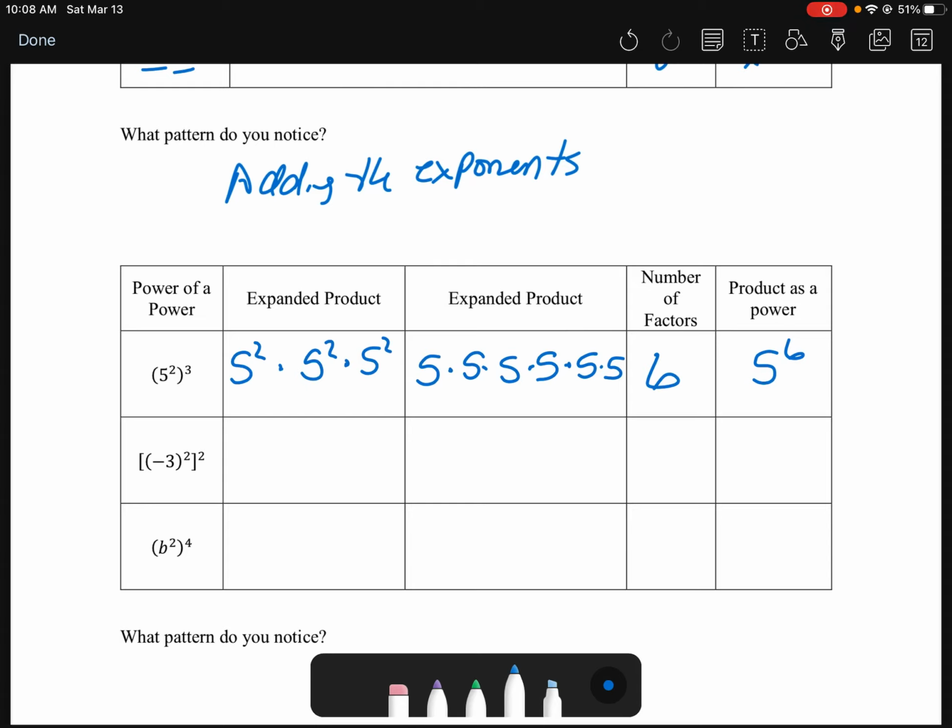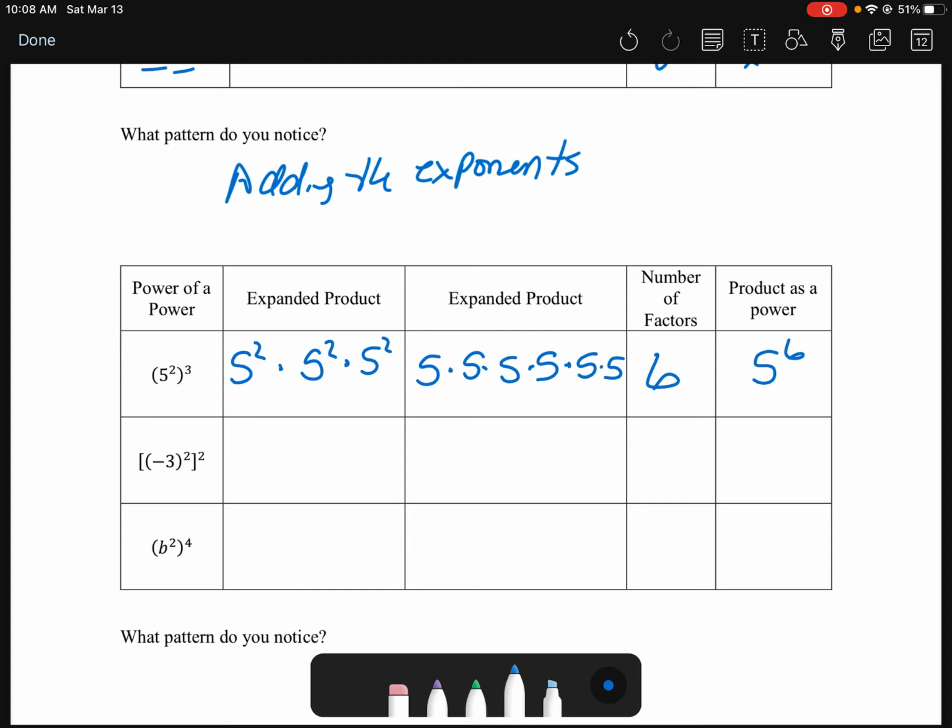Just like I did in that example, go ahead and fill out the next 2 rows, please. Have fun writing b and -3 multiple times. I hope you paused it. This investigation would be really worthless if you didn't pause it and try it out.